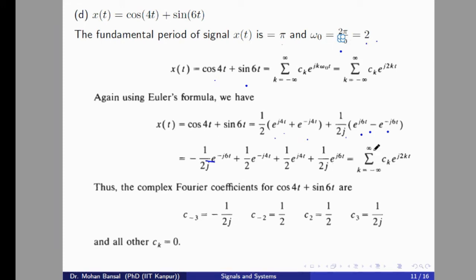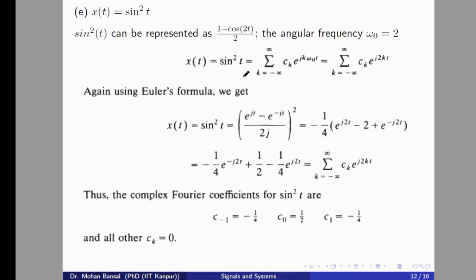So we'll compare this expression with ck e to the power j 2 kt. Here k equal to minus 3 in this term, k equal to minus 2 in this term, k equal to 2 in this term, and k equal to 3 in this term. So we have c minus 3, c minus 2, c2 and c3. C minus 3 is minus 1 divided by 2j, c minus 2 is 1 divided by 2, c2 is 1 divided by 2, and c3 is 1 divided by 2j. And for all other values of k, ck is 0. Similarly, you can solve this. The solution is given here. You can go through this video.